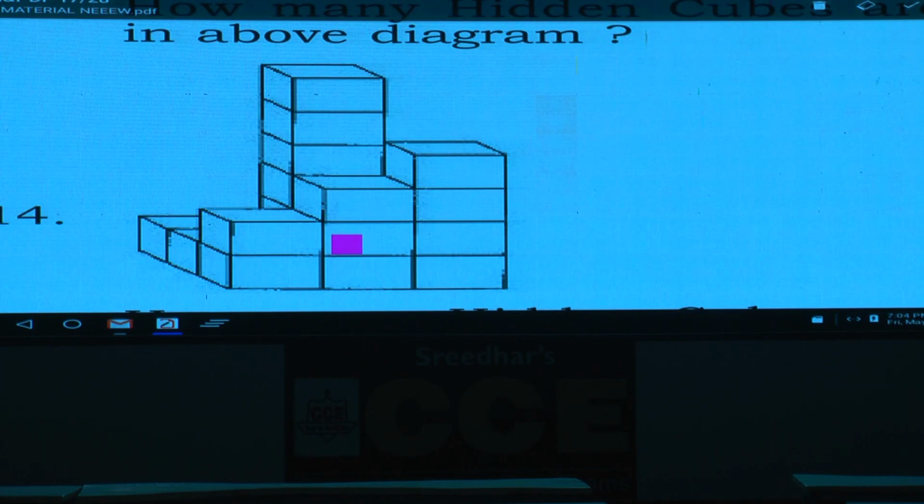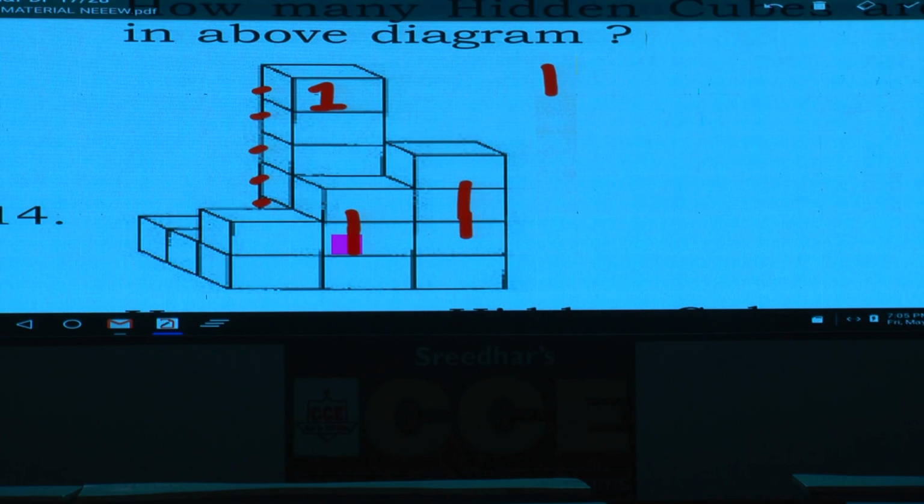Now in this 14, how many blocks were there? 1, 2, 3, 4, 5, 6. Out of these 6, 1, 2, 3, 4, 5 were already seen. Hence 1 cannot be seen here. And in the next one, all these 3 were visible. Here also all these 4 are visible, isn't it? Hence as of now we got only 1.